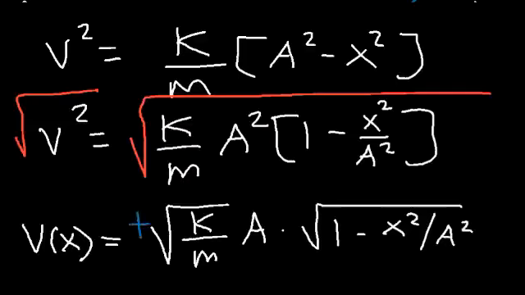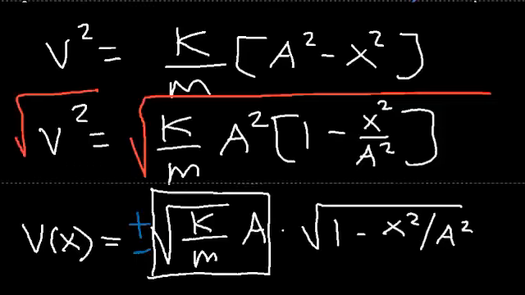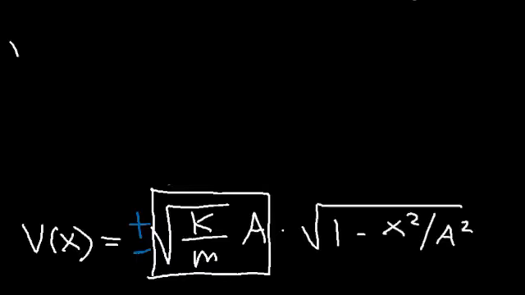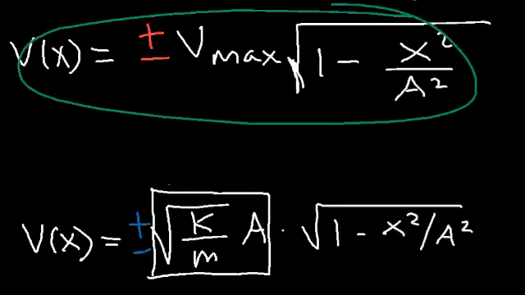Now the velocity can be positive or negative. If the velocity is moving towards the right, it's positive. If it's moving towards the left, it's negative. Now if you recall, the quantity square root k over m times a is equal to the maximum velocity. So therefore, we can rewrite the equation like this. The velocity as a function of x is equal to plus or minus the maximum velocity times the square root of 1 minus x squared divided by a squared. So make sure you write this equation down. It might be useful later.